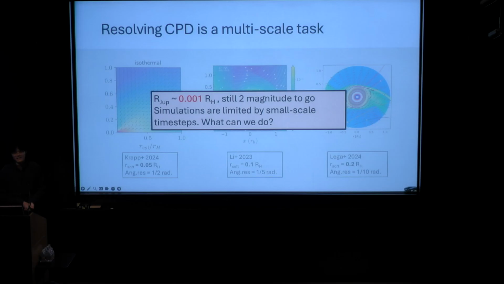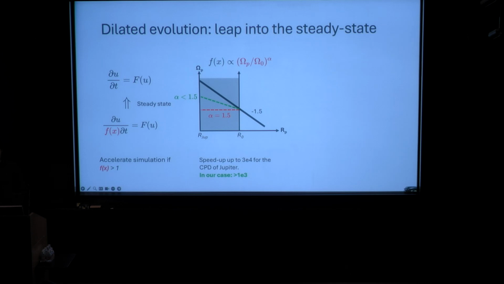But simulations are limited by small-scale time steps. What can we do? Well, let's play some tricks. In this problem, we focus on the steady state picture of CPD. So instead of evolving the Navier-Stokes equation at the top rigidly, we can add a scaling factor on the time-dependent part of the equation on the left.